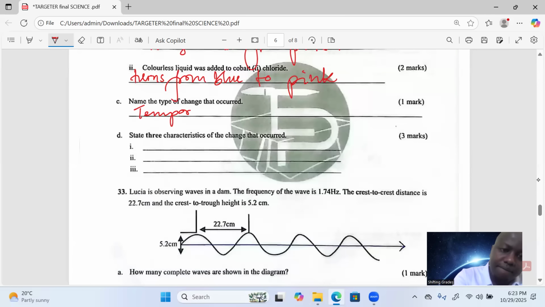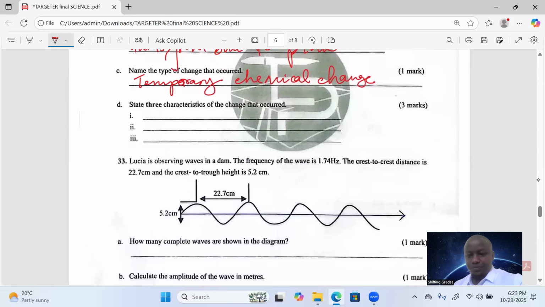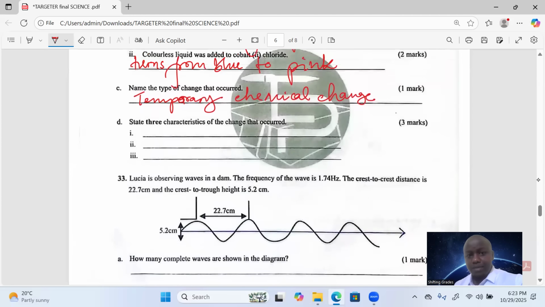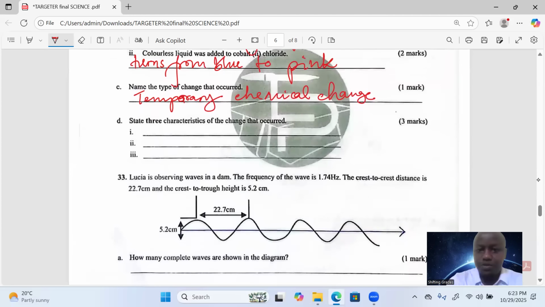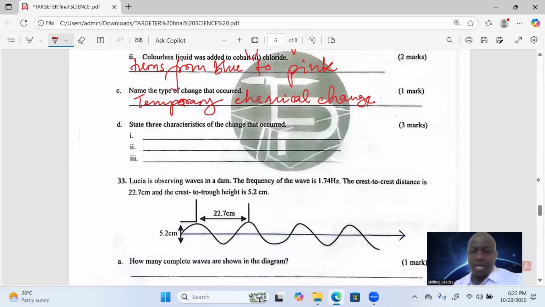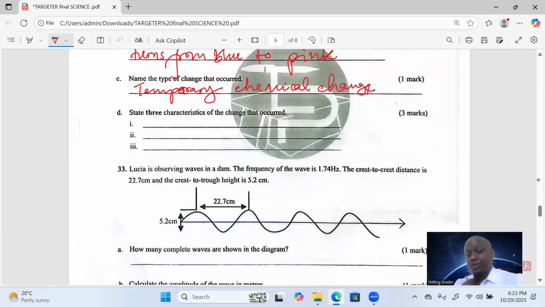A temporary chemical change. That's what you're supposed to understand. It's chemical because a substance is getting lost, but still temporary because it is easily reversible. It can just be reversed by adding back the chemical that was lost, which is water.